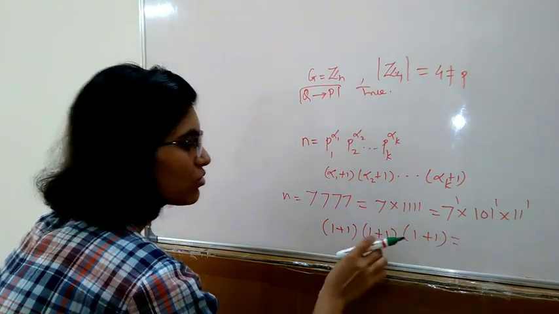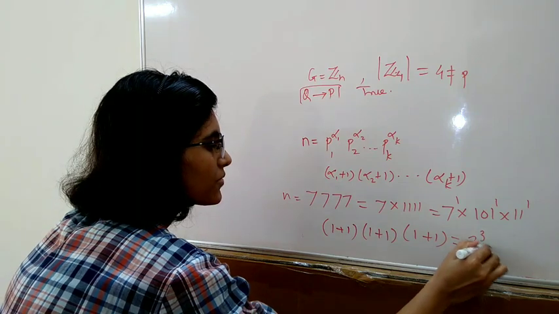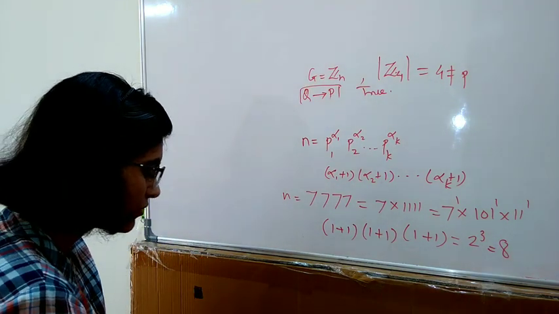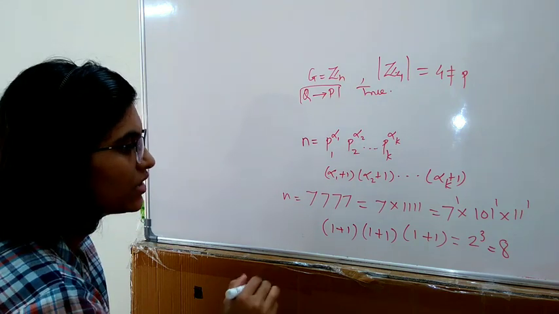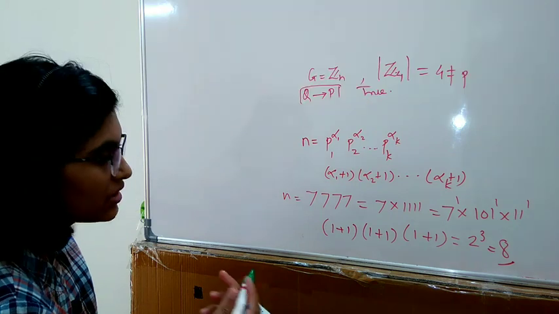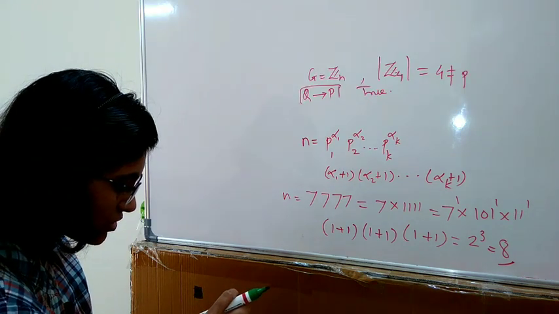So this is 2 into 2 into 2, which is 2 cube, which is 8, right? So the number of divisors of this number is just 8. So option A is the correct option. Now let us solve the next question.